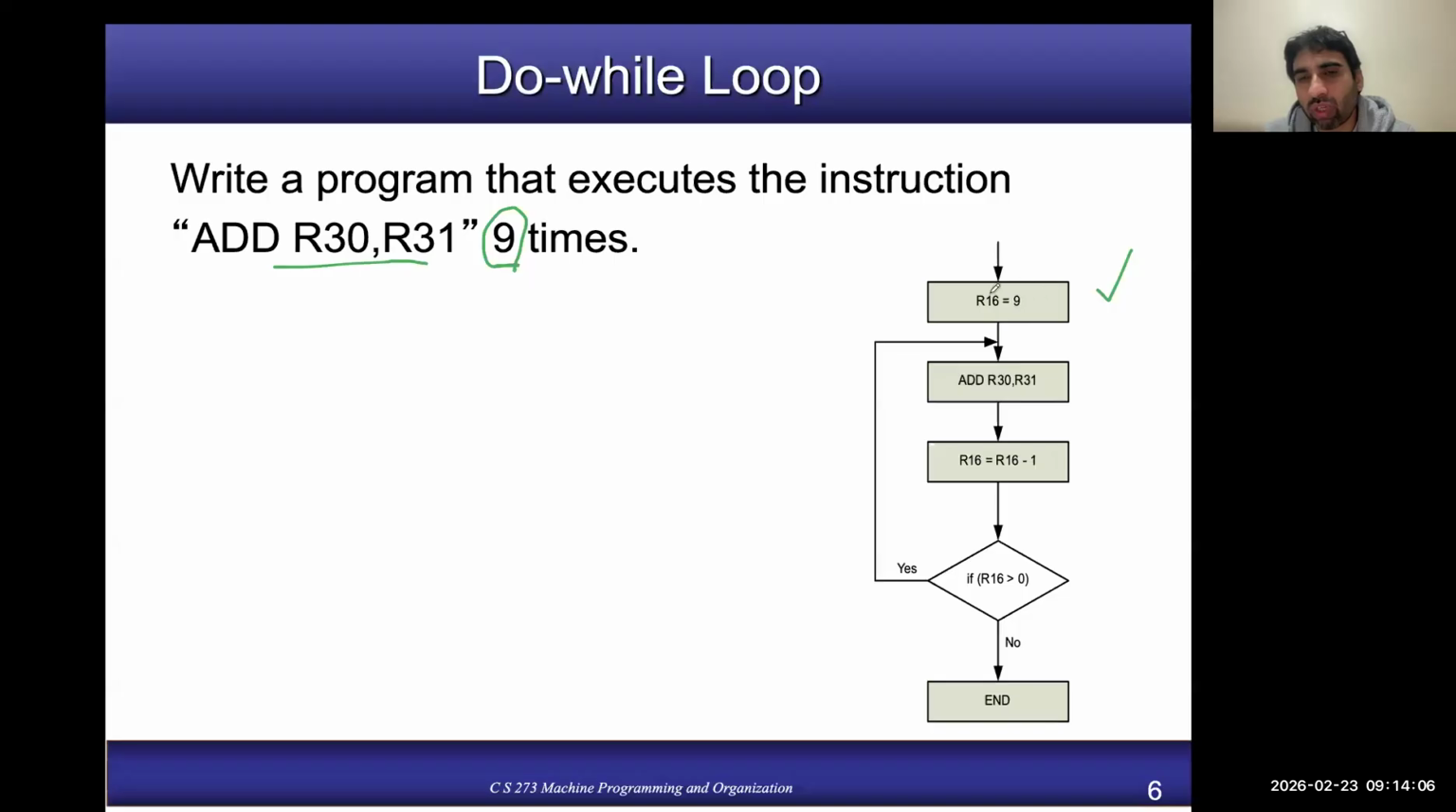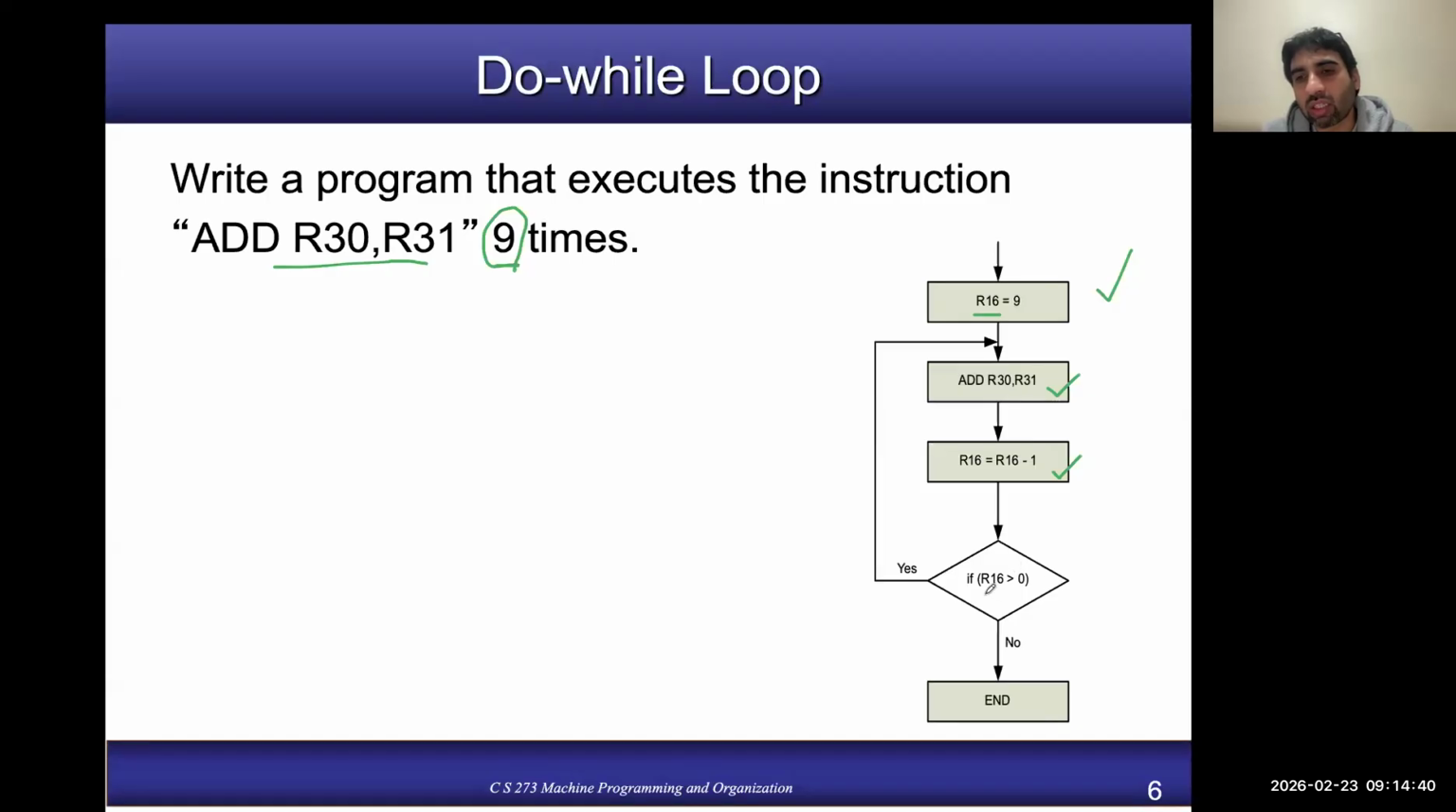What we are going to do is put 9 in R16. Why? Because we will use R16 as our variable. Every time we will decrement the value of R16, and if it is not zero, we will keep adding R30 and R31. So here we are initializing R16 with 9, then adding R30 and R31 together, then decrementing R16, which serves as our condition variable.